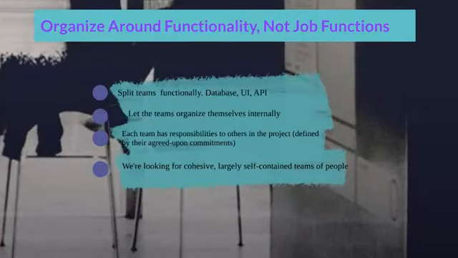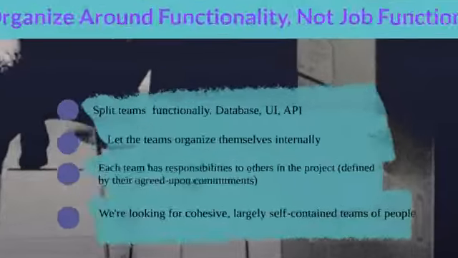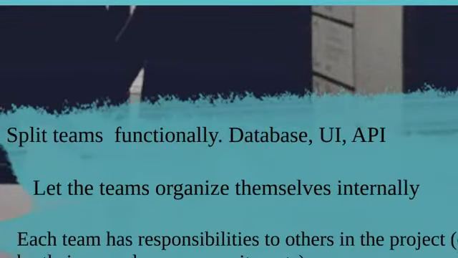So now, this is the tip that I was telling you about back in the overview section. Let's see what the tip is. The tip says organize around functionality, not job functions. Split teams functionally, like database, user interface, and application programming interface. Divide people into small teams, each responsible for a particular aspect of the final system. Now, each aspect can be a database, a user interface, or an application programming interface.